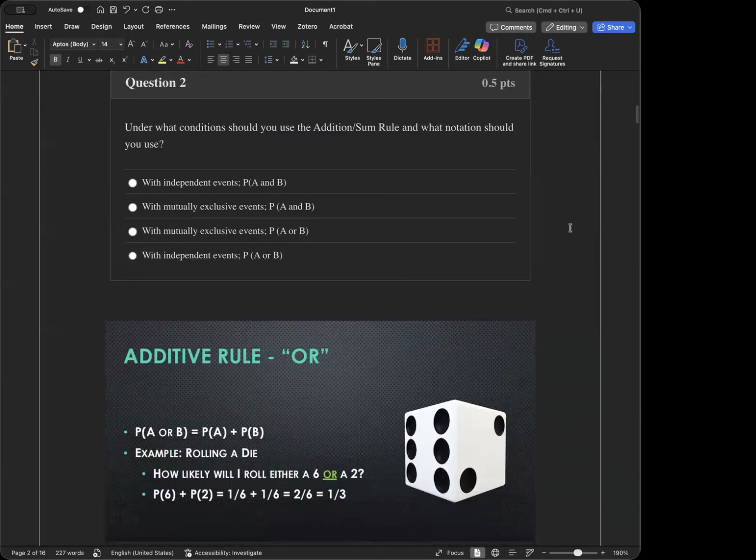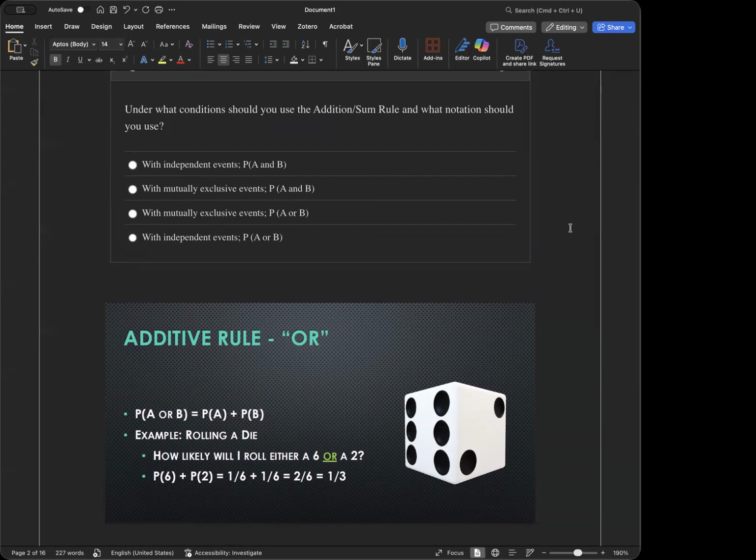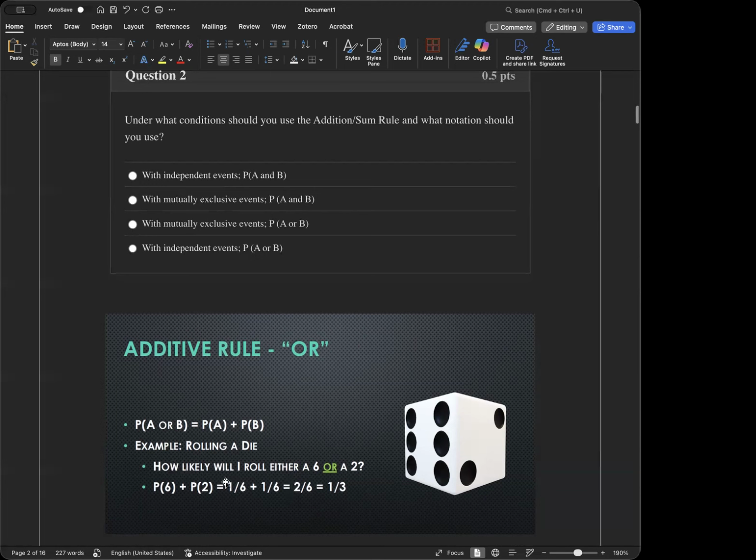Under what conditions should you use the addition or sum rule, and what notation would you use? For the additive rule, this is "or." So how likely will I roll either a 6 or a 2? With each roll on a six-sided fair die, I have a 1 in 6 chance of rolling any number. So in this case, I have a 1 in 6 chance of rolling a 6, and a 1 in 6 chance of rolling a 2. So the likelihood of me rolling either a 6 or a 2 would be 1/6 plus 1/6, 2/6, or reduced to 1/3.